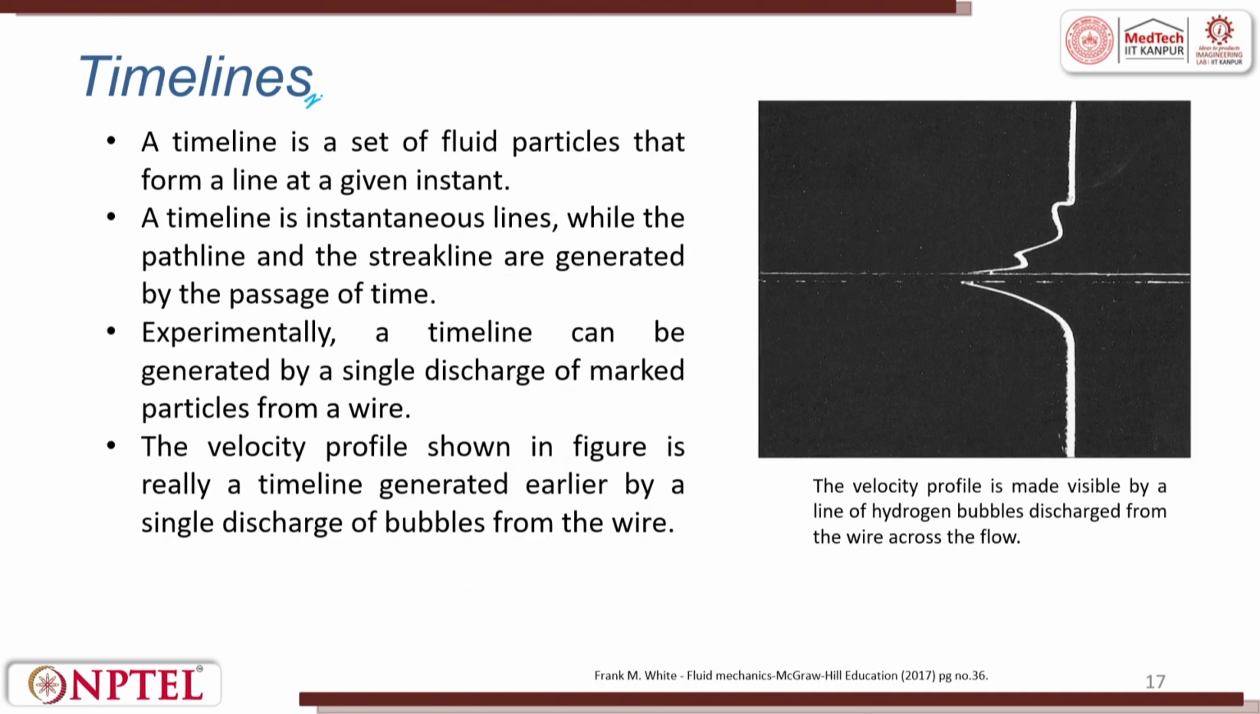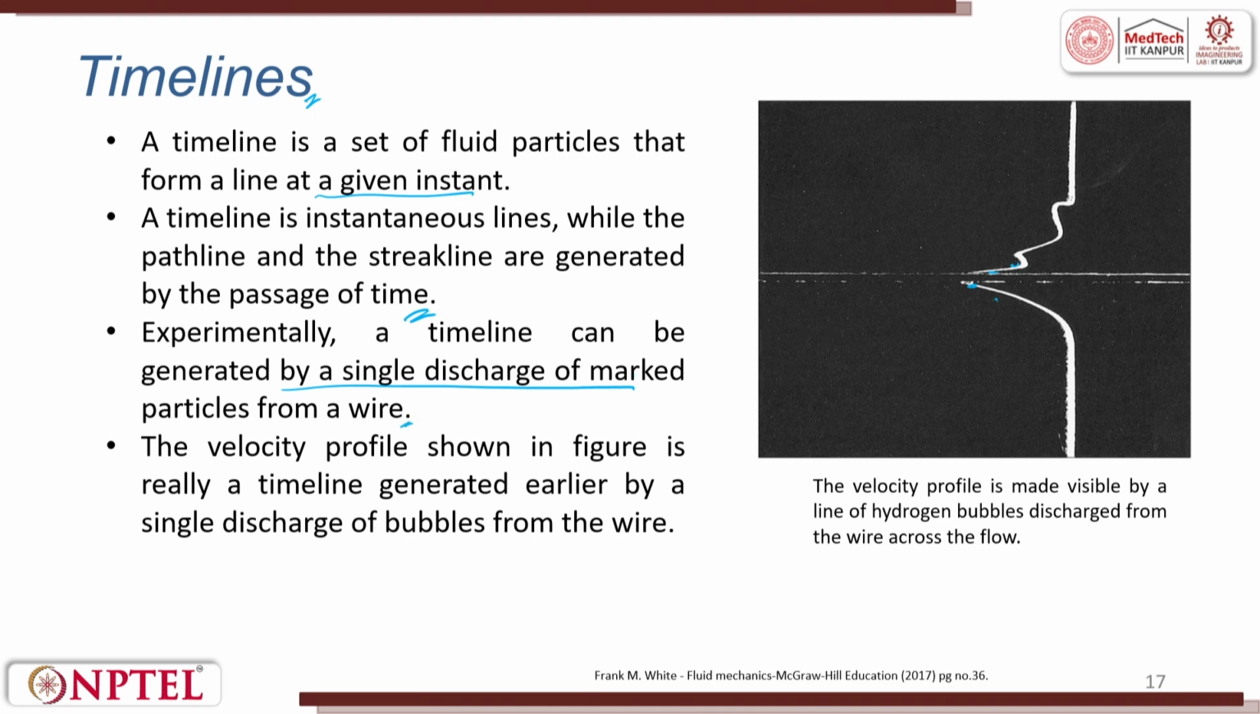The last part is the timeline. A timeline is a set of fluid particles that form a line at any given instant. A timeline is an instantaneous line, while the path line and streak line are generated by the passage of time. Experimentally, a timeline can be generated by a single discharge of marked particles through a wire.